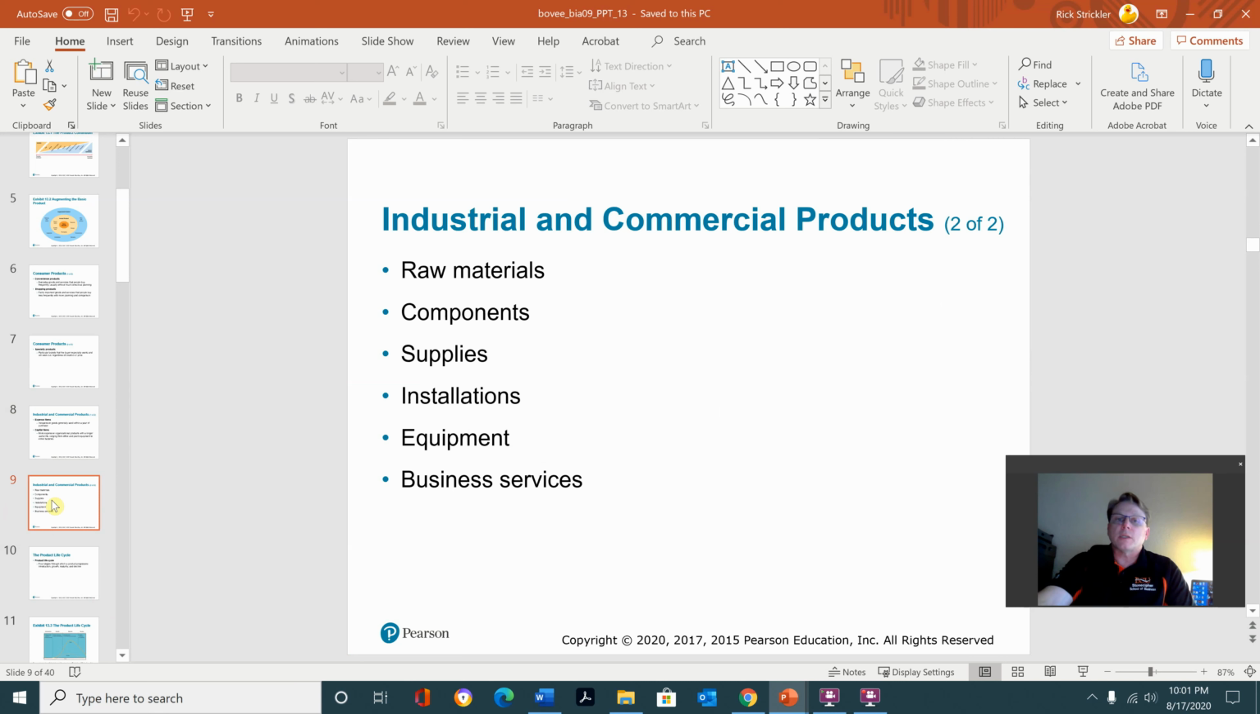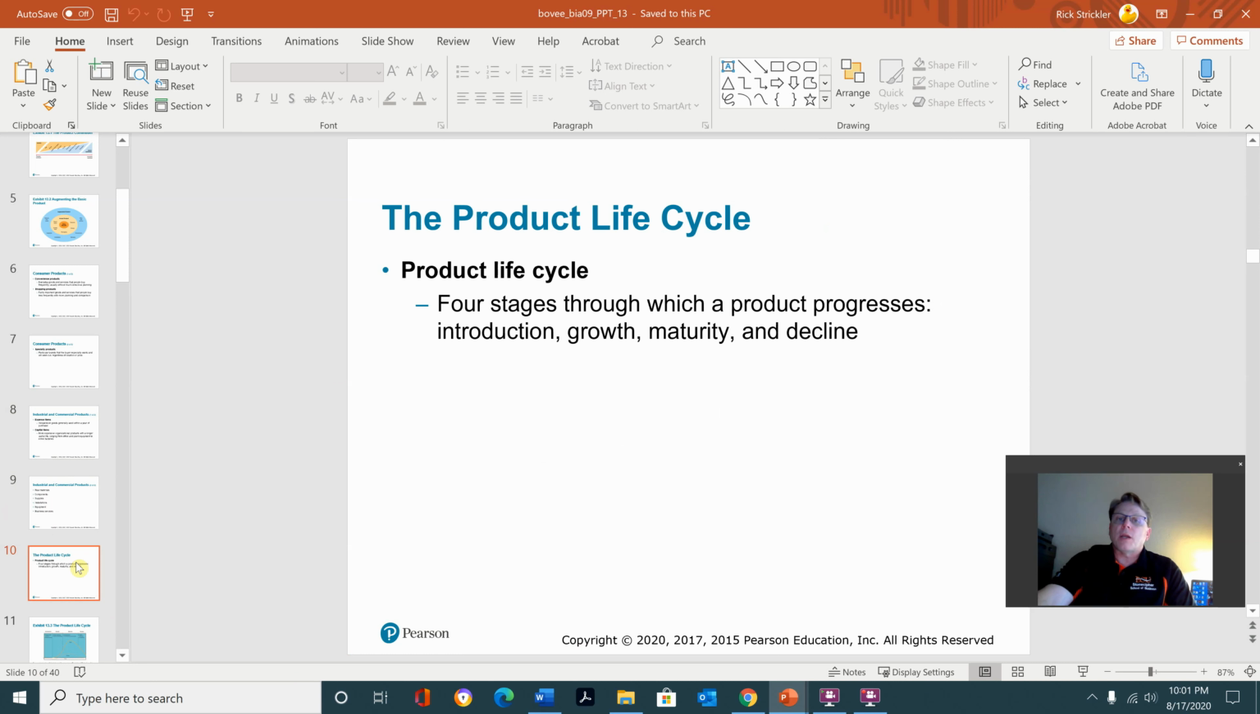Industrial and commercial products include raw materials, components, supplies, installation equipment, and business services. And then the product life cycle. There are 4 stages through which a product progresses. You have the introduction, the growth, the maturity, and the decline.